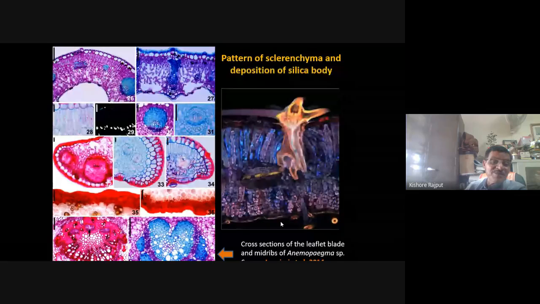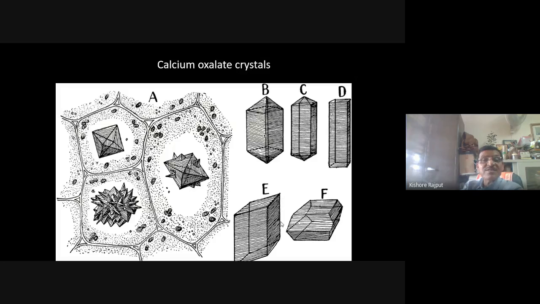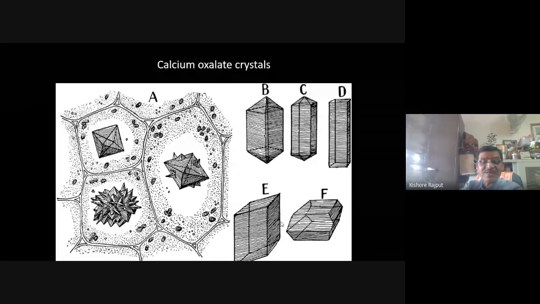Then sclerenchyma, what kind of sclerenchyma is distributed within the leaf? That can be another criterion that can be used for identification at the species level. Then of course you have already studied different types of sclereids, where they are, how they are distributed. Then what type of deposits are found in the leaf or stem or cortex or any part of the plant body.